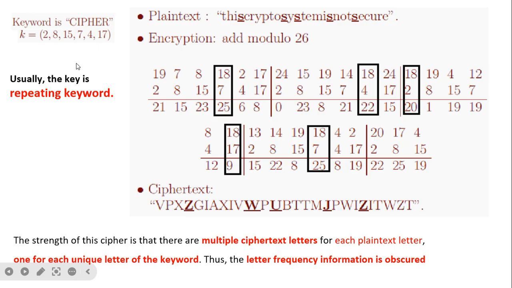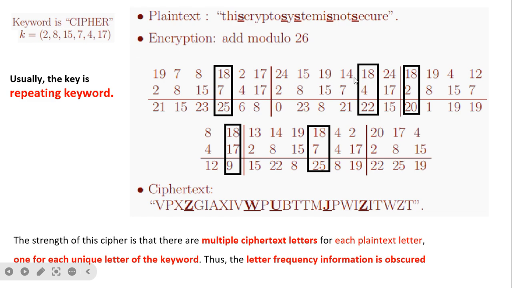Now see how we can use the polyalphabetic mapping. For example, the plaintext is "this crypto system is not secure" and our keyword is cipher, so 2, 8, 15. First, our plaintext is converted into integers from 0 to 25. Then we add the keyword cipher, which is 2, 8, 15, 7, 4, 17. So the first keyword ends here.